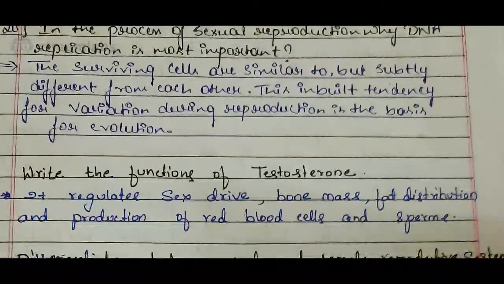Write the functions of testosterone. It regulates sex drive among males. It regulates bone mass. It regulates fat distribution. And it is also involved in the production of red blood cells. Actually, red blood cells are developed in bone marrow. Even so, it is involved in the production of red blood cells, and the major part is sperms.